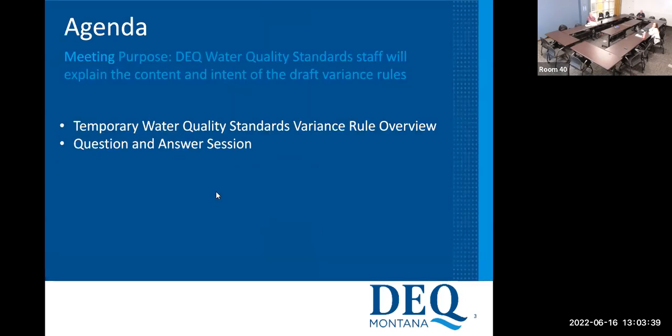So our agenda today, the meeting purpose is to have our water quality standards staff explain the content and the intent of the draft variance rules. And then in that, we're going to go over that rule overview and then have a question and answer session.